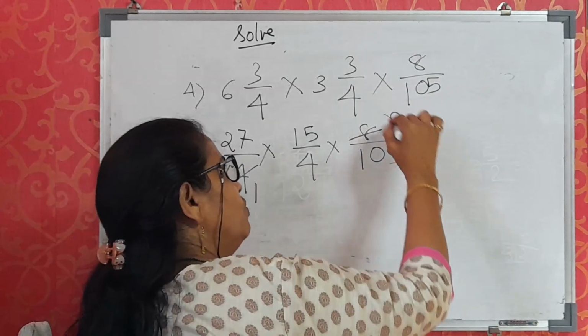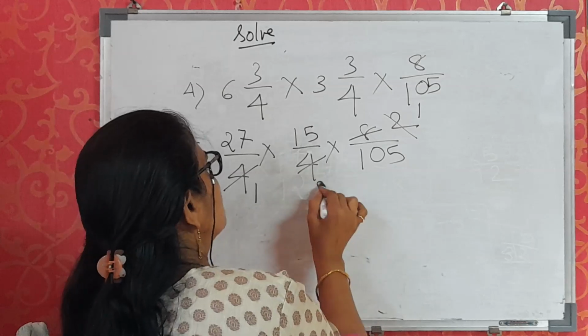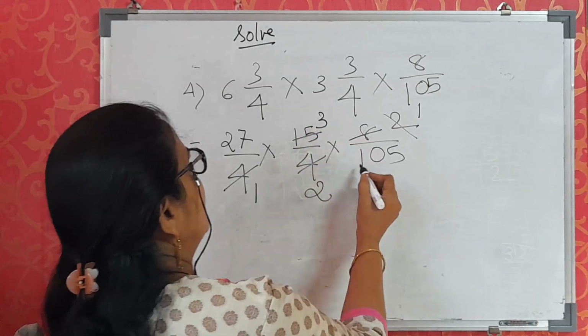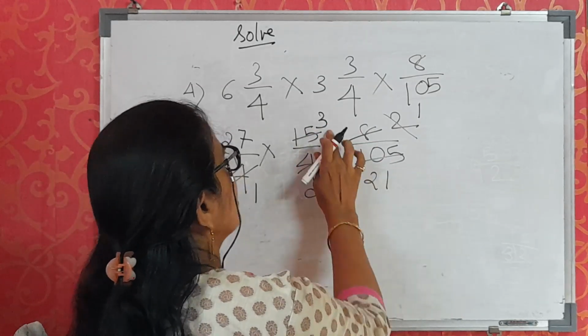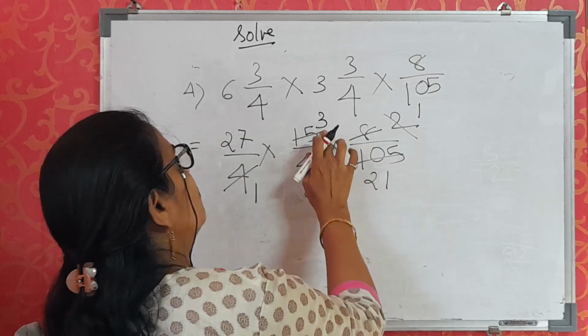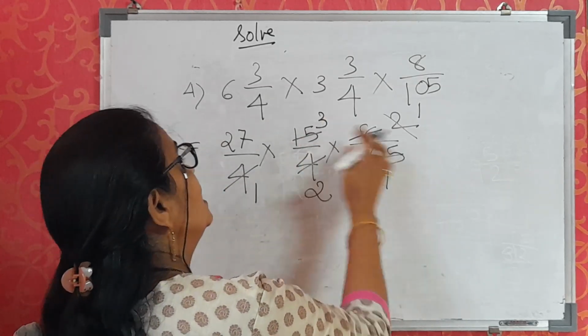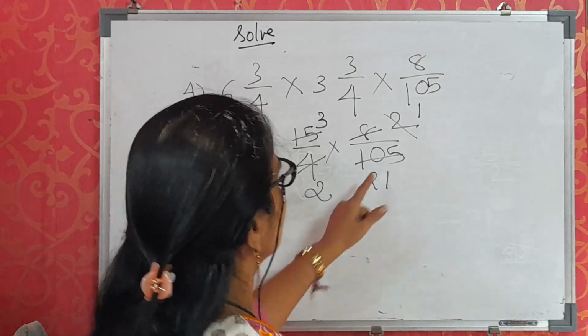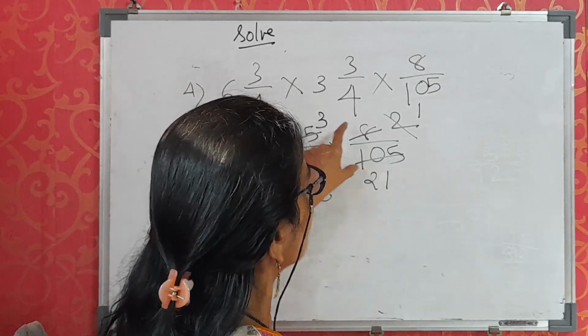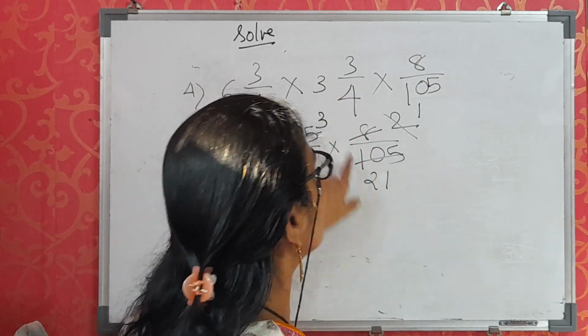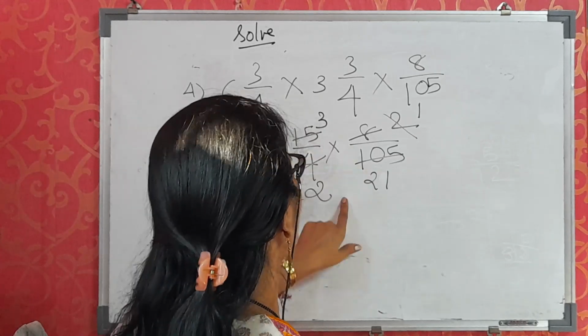Now look here, 2 1s are 2, 2 2s are 4, 5 3s are 15 and 21 5s are 105. 5 is the common table, children. So in the 5 table, 5 3s are 15 and 21 5s are 105. So we have cancelled the 5 table, which we are not writing here. Uncommon number we are writing.